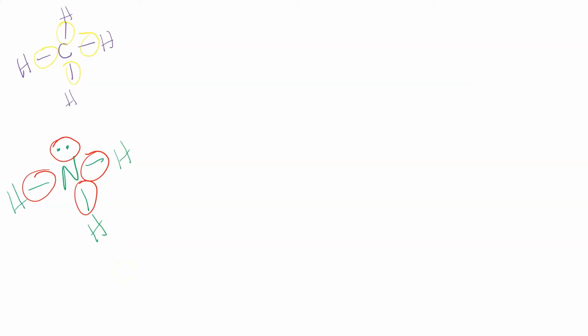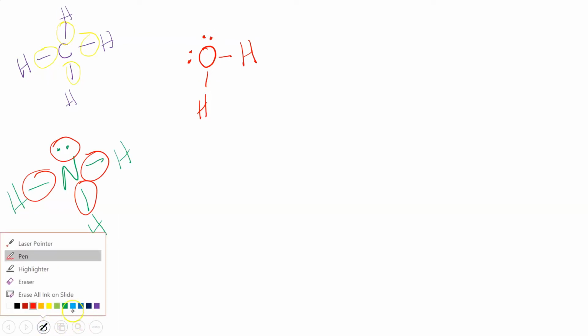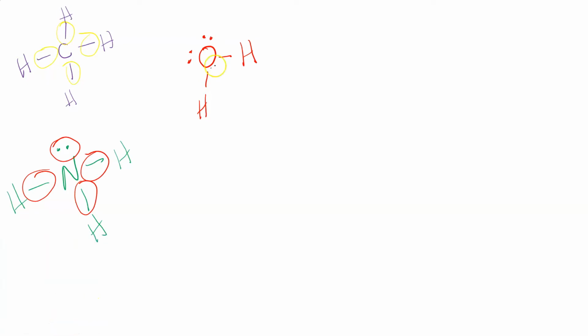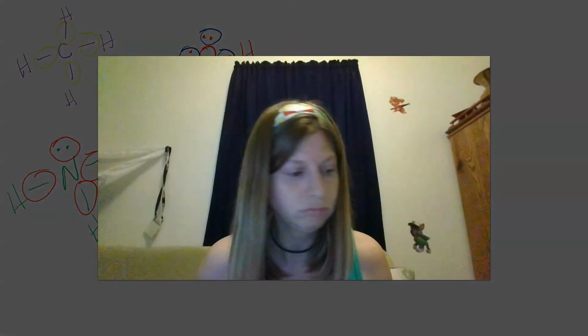Let's go with water. 1, 2, 3, 4. So it has 4 electron domains. So its electron domain geometry is tetrahedral. But only 2 of them are bonds and 2 of them are lone pairs. So I'm going to pull off 2 of them.